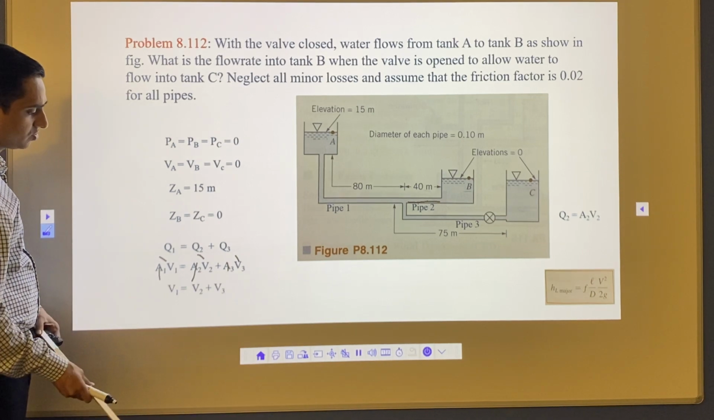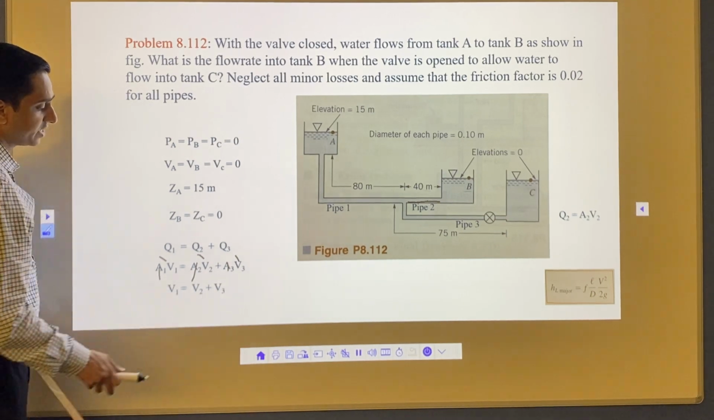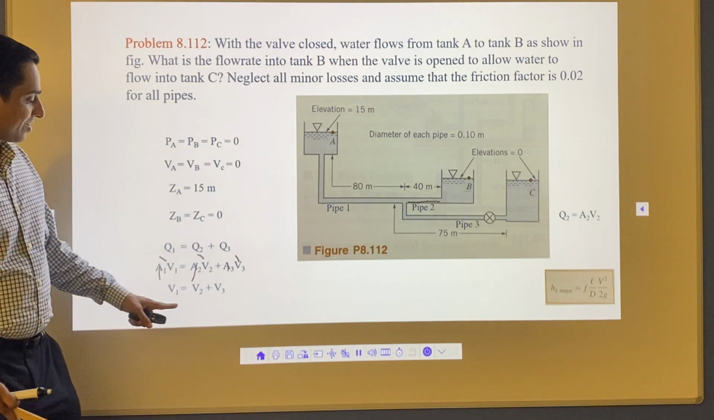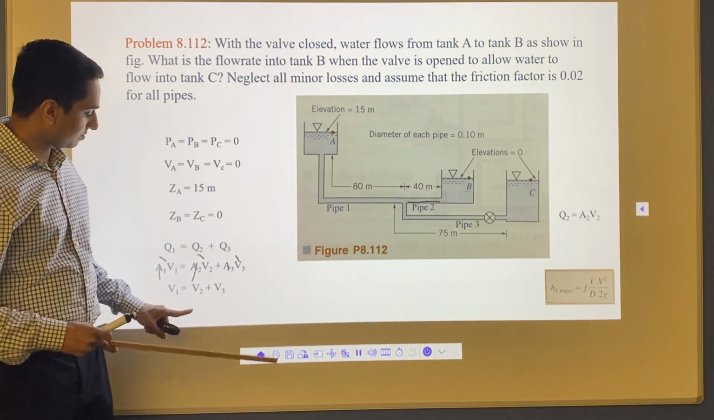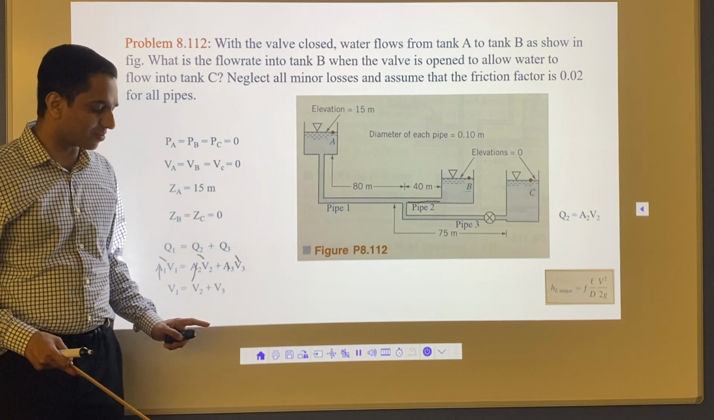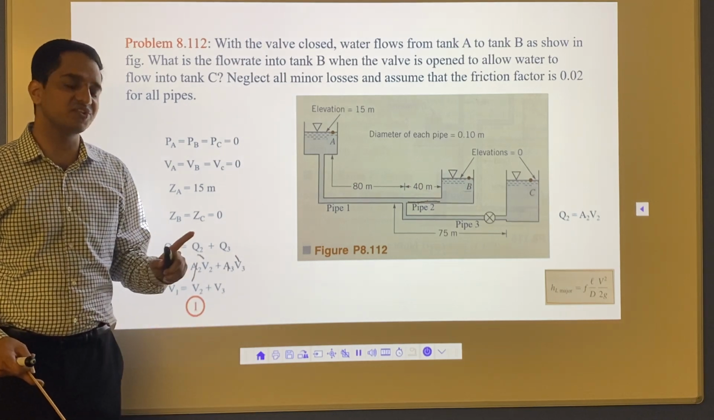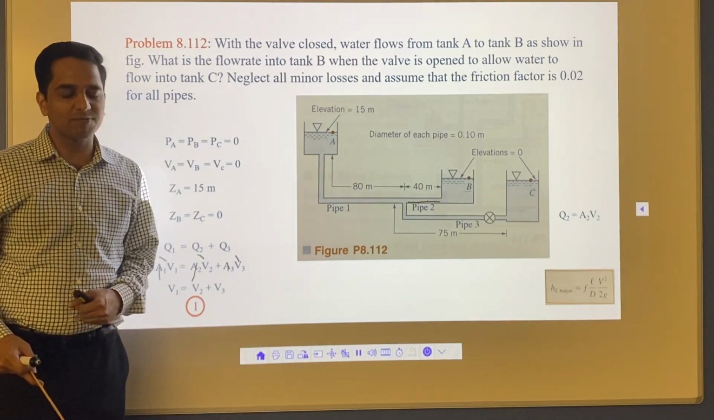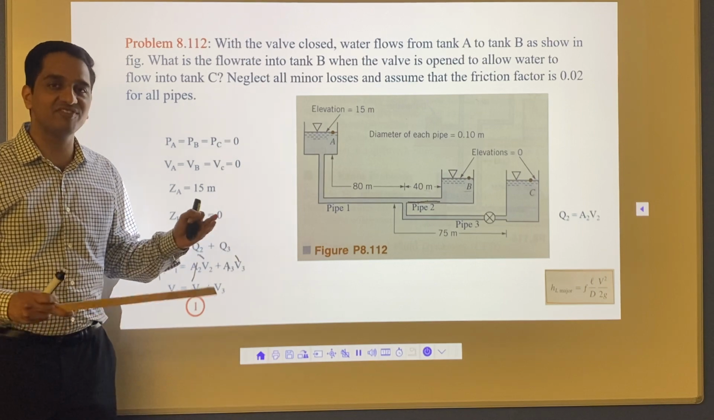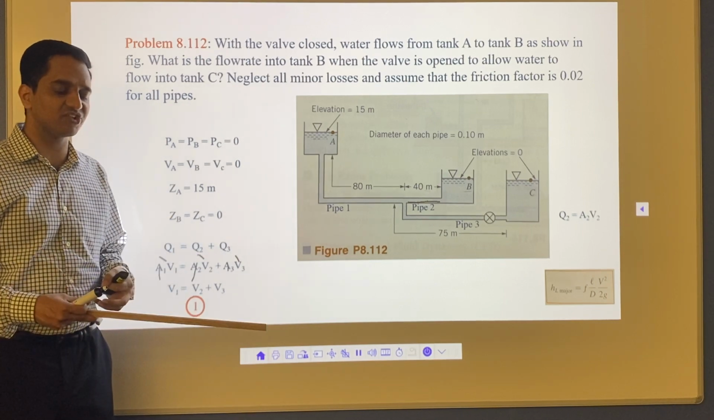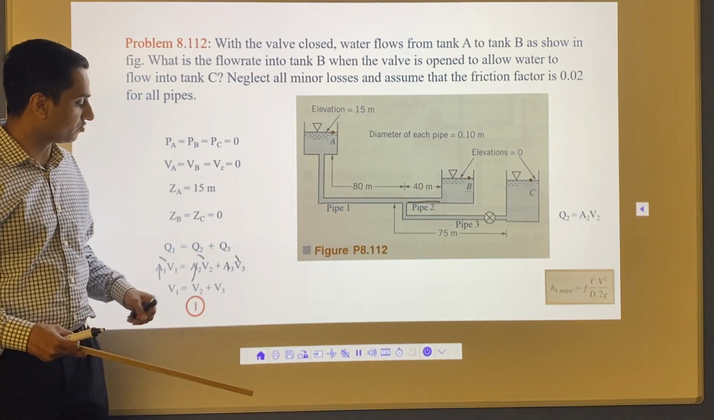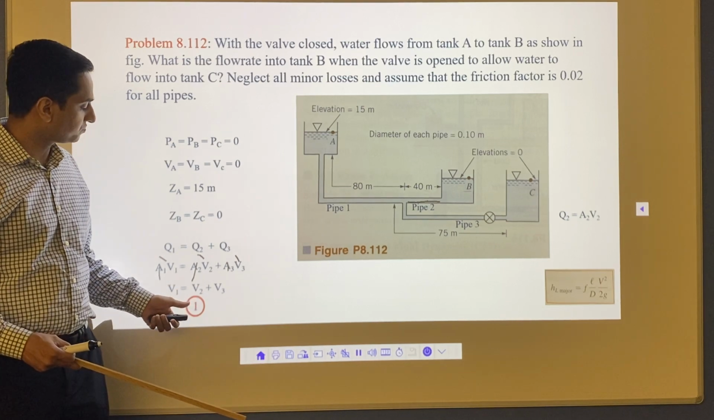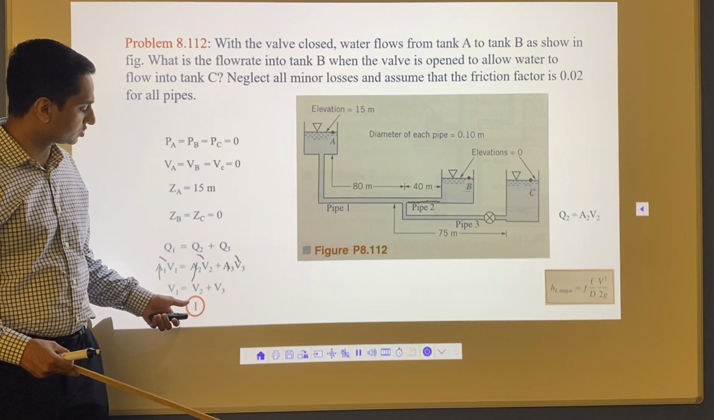I'm going to write that down: V1 is equal to V2 is equal to V3. My objective is to calculate V2 to get Q2, but I don't have V1, I don't have V3. So I'm going to simply call this equation 1. Now in this type of problem you are going to get 4 or 5 different equations, and you solve these equations, and you should be able to get V2. So here now our objective is to calculate V2.